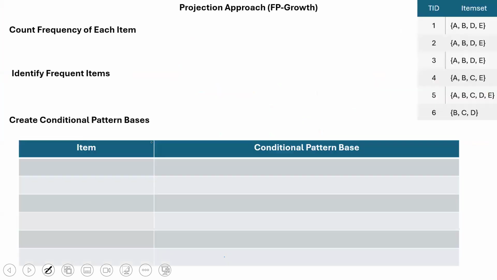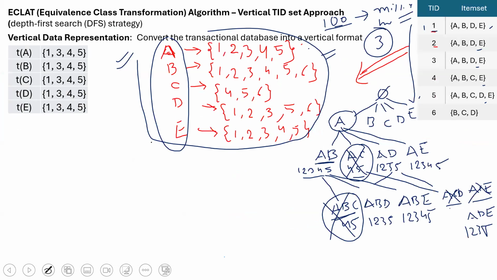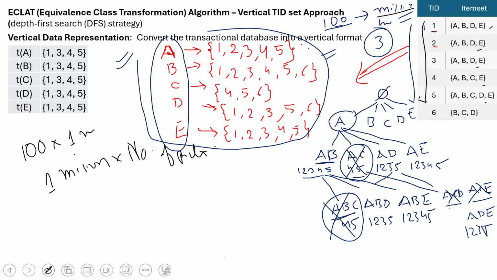So where did we improve the performance here? We haven't traversed through the database many times. If you have a million records for 100 products, we have not traversed it 100 times 1 million. We have traversed it only 1 million times, and then we are just traversing through these 6 records, the number of products.